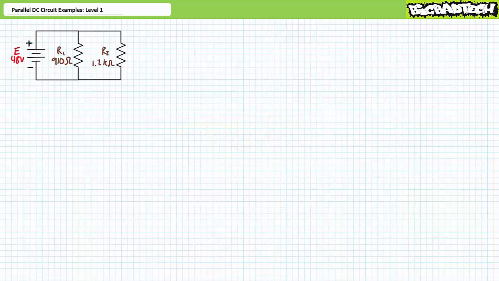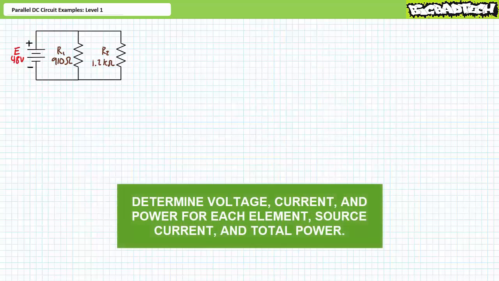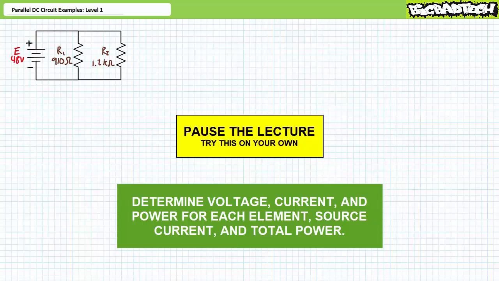Our first illustrated example features a 48-volt source in parallel with R1, a 910 ohm resistor, and R2, a 1.2 kilo ohm resistor. We're being asked to solve for the voltage drop across each element, the current through each element, the power dissipated by each element, the source current, and the total power. By all means, pause the lecture and try this on your own. If you're tracking, you should have obtained the following results.